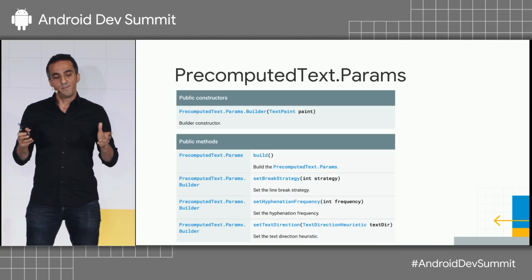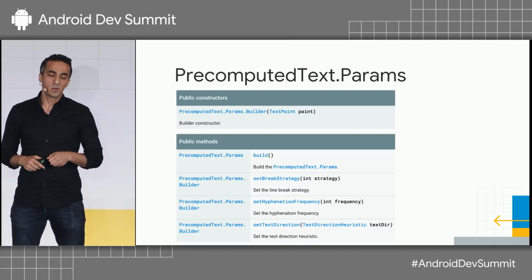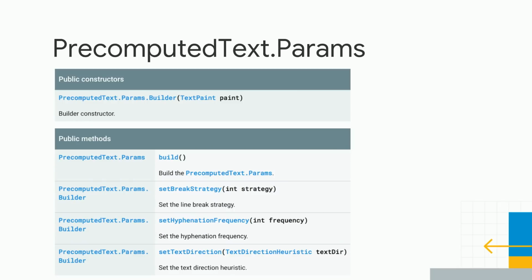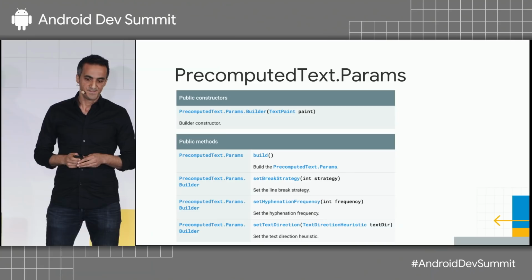When we look at the parameters that pre-computed text requires, since most of the text styling information is right now encapsulated in the TextPaint, it requires a TextPaint as a mandatory constructor argument. The others are break strategy, hyphenation frequency, and text direction, which are functions that you would already know from the StaticLayout builder.